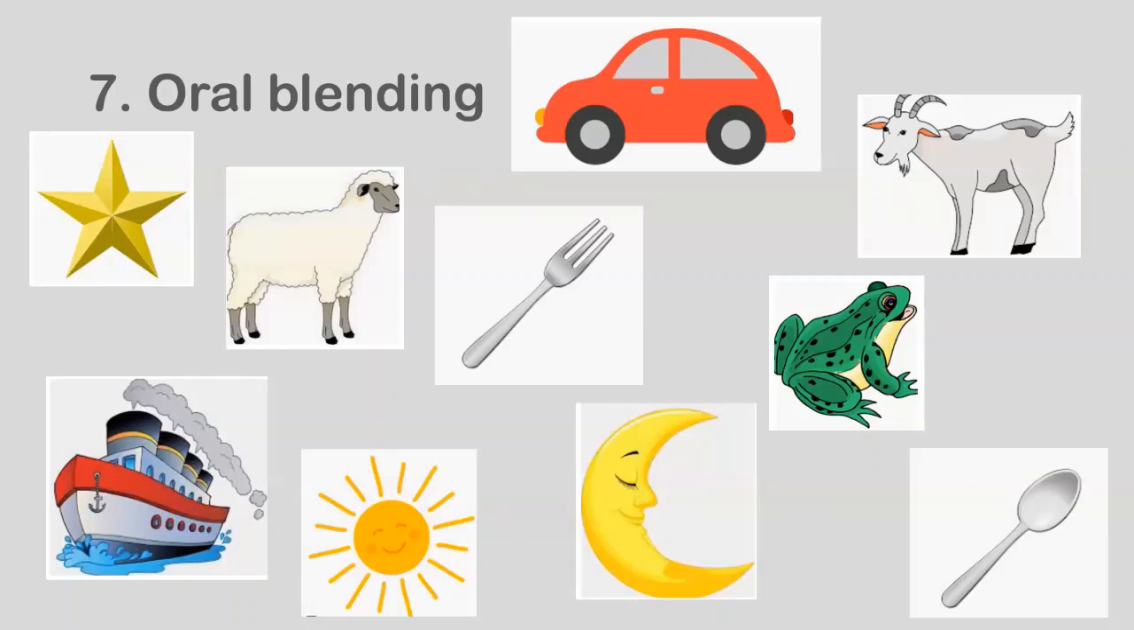So for instance, if you were working on something to do with night and day, you might want the moon and the sun and the star. If you're working on items from around the home, you might want a fork and a spoon. If you're working on animals, you can see I've got some on there. You could have others or different types of transport. So the game goes like this.